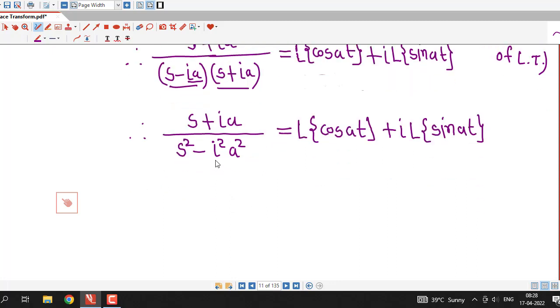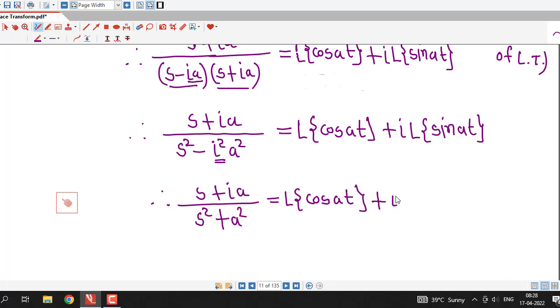Now we know that i square is minus 1. So here we will put i square equal to minus 1, and there is 1 minus 1 here. Therefore we will obtain s square plus a square in the denominator. So I write directly, I replace i square by minus 1 and the denominator becomes s square plus a square, and this is equal to Laplace transform of cos at plus i times Laplace transform of sin at. We have used the fact that the value of i square is minus 1.